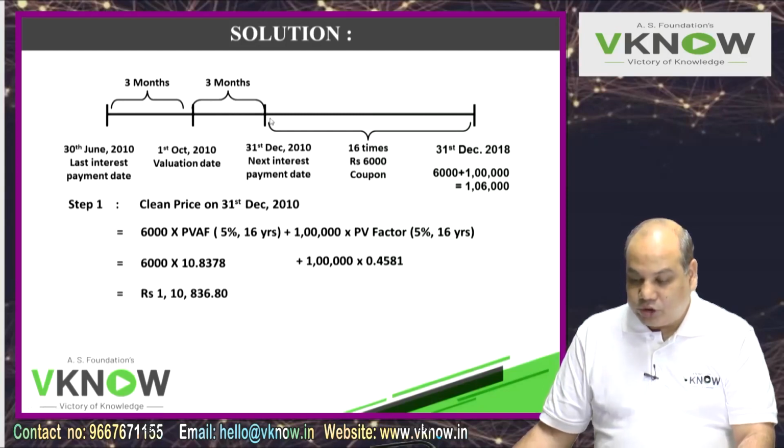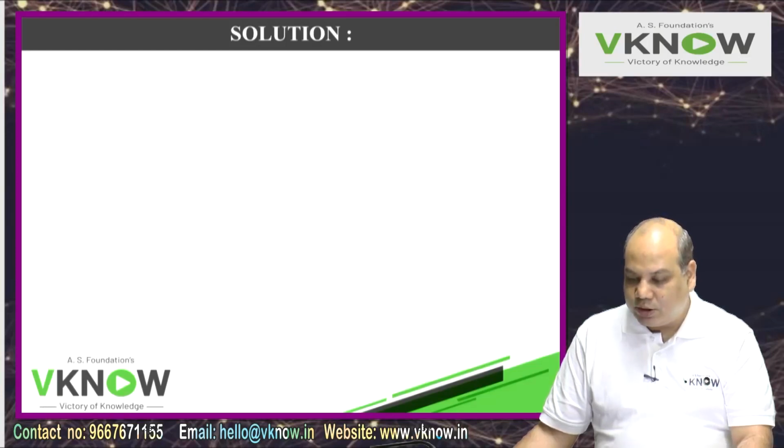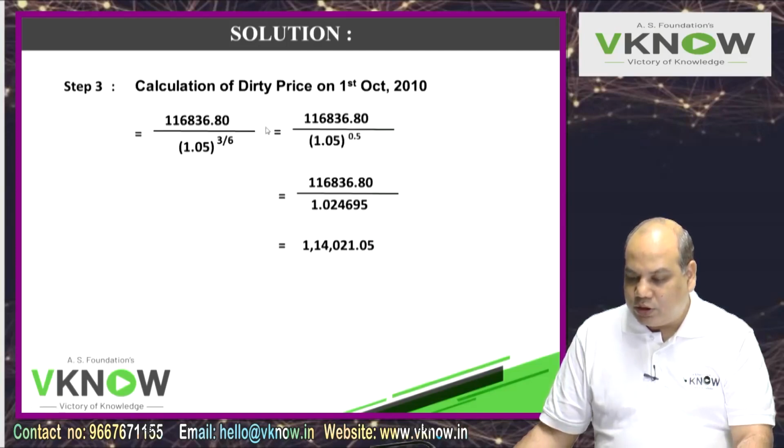Wait, this is a semi-annual problem. This is a problem of semi-annual coupon payment. So that means we have to use a different discount rate. Instead of 10%, I have to use a 5% discount rate. And the number of years will be 3 divided by 12 into 2. 3 divided by 12 into 2 is how much? 3 by 6. So the number of years will be multiplied by 2, and the discount rate will be divided by 2.